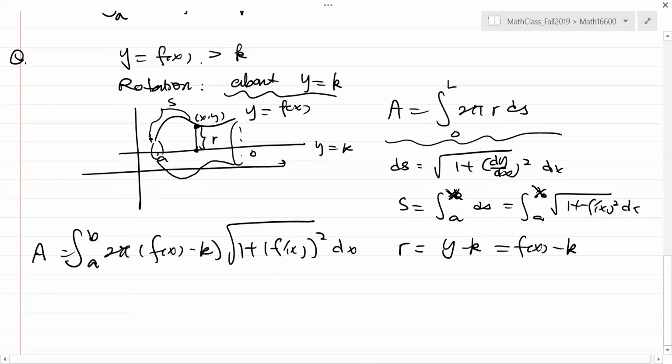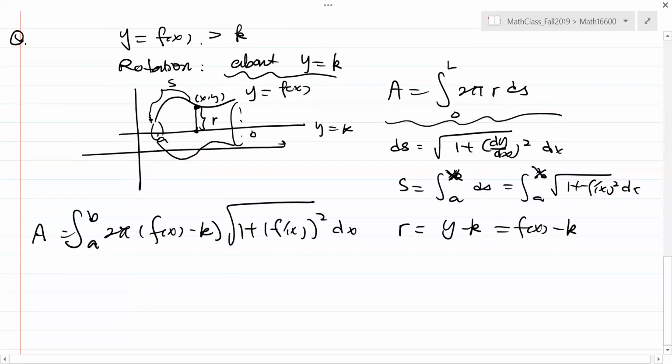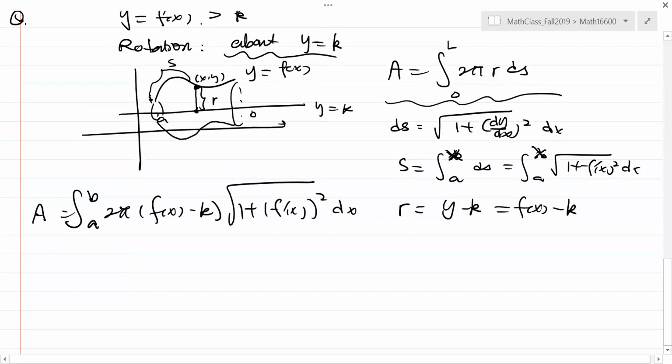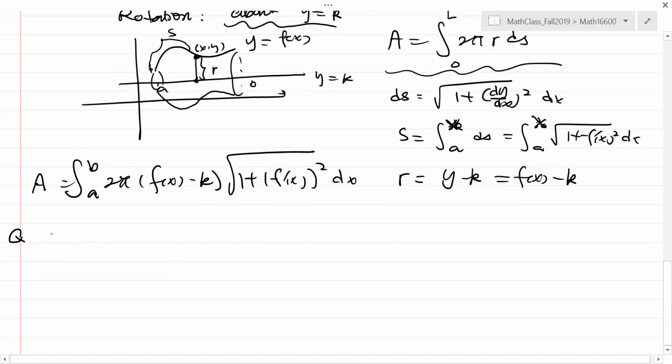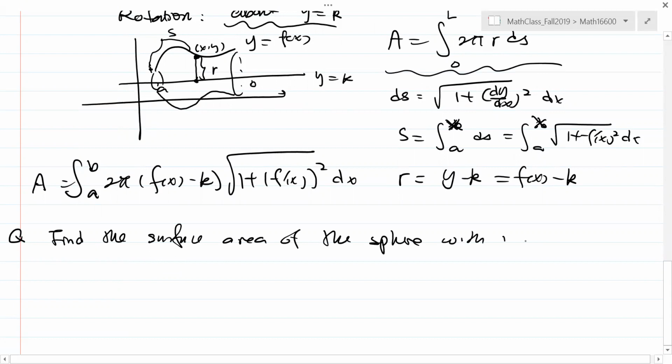Okay. All right, so let's look at the problem first, then I can look at another case. Find the surface area of the sphere with radius r.